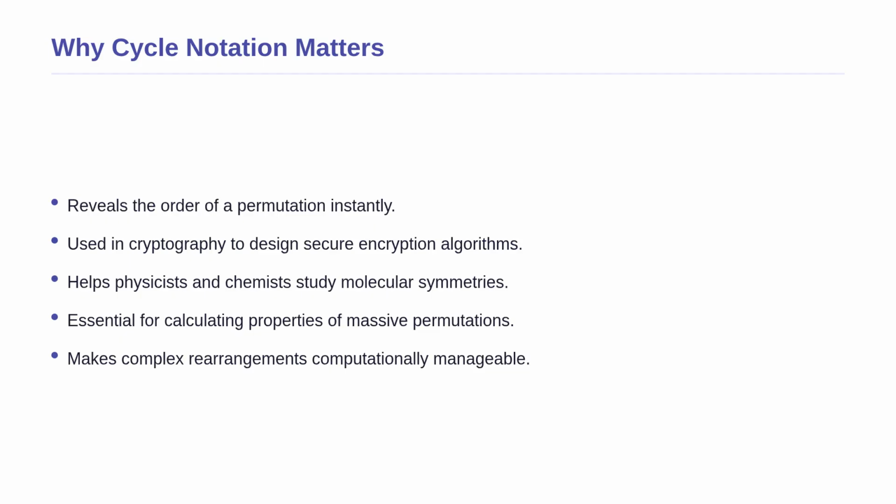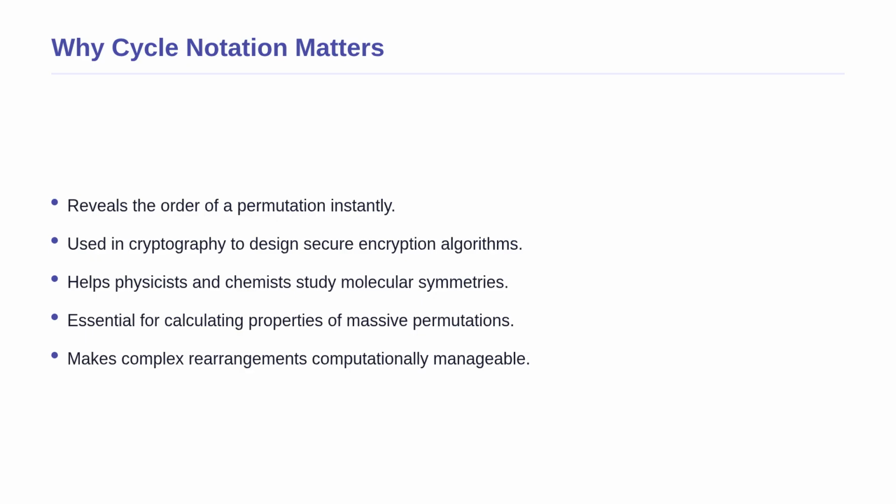Now that we have mastered the mechanics, let us understand why cycle notation matters in the real world. Cycle notation is essential because it instantly reveals the order of a permutation, telling you exactly how many times a rearrangement must be repeated before everything returns to its starting position.